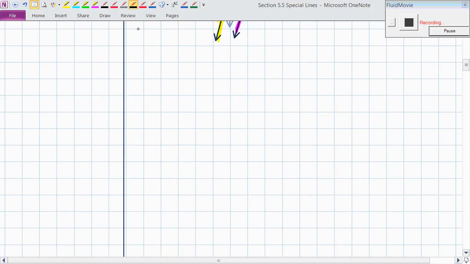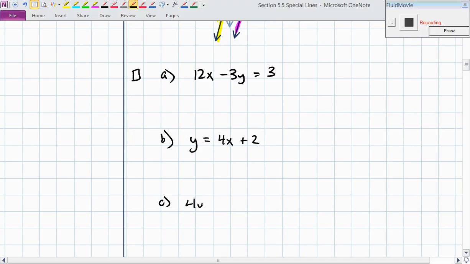So let's go back over here. I'm going to give you some equations now. This is our third box. I'm going to give you three equations. Line A, B, and C. Line A is going to look like this: 12x minus 3y equals 3. Line B is going to be this: y equals 4x plus 2. And line C says this: 4y plus x equals 8. And the directions are this: determine which of the following lines are parallel or perpendicular.